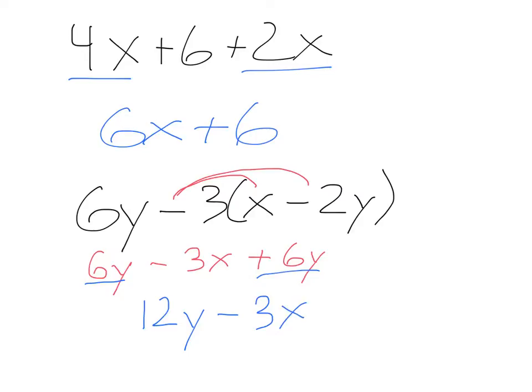Now, a lot of times people will say, oh, write it in alphabetical order. So you could have put negative 3x plus 12y. Why is it negative 3x plus 12y? The negative sign in front of the 3 attaches itself, so it goes with it, and the 12 was positive.